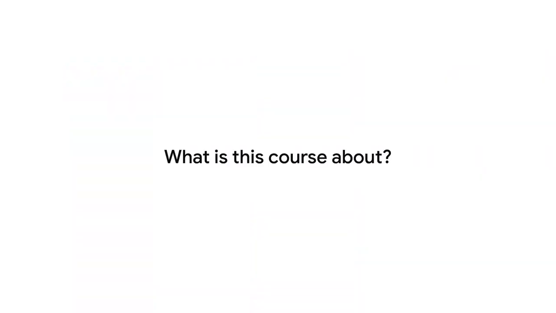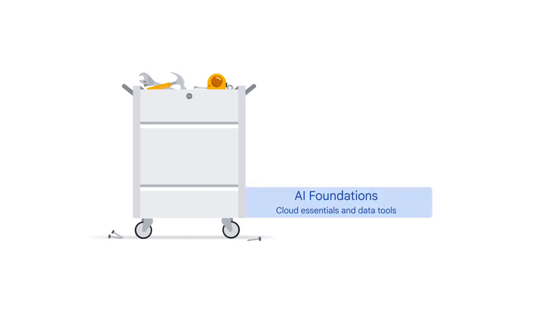So what is this course about? This course presents a toolbox, which is full of AI technologies and tools offered by Google. These technologies and tools are organized into layers to make navigation easier. You begin with the AI foundation layer, where you learn about cloud essentials like compute, storage, and network, and data tools such as data pipelines and data analytics. These tools help you start your journey from data to AI.